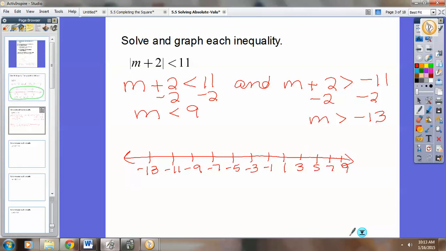Now go ahead and graph numbers that are less than 9 and numbers that are greater than -13. Remember, it has to satisfy both of those conditions. Numbers that are less than 9 and also greater than -13. Has to satisfy both.